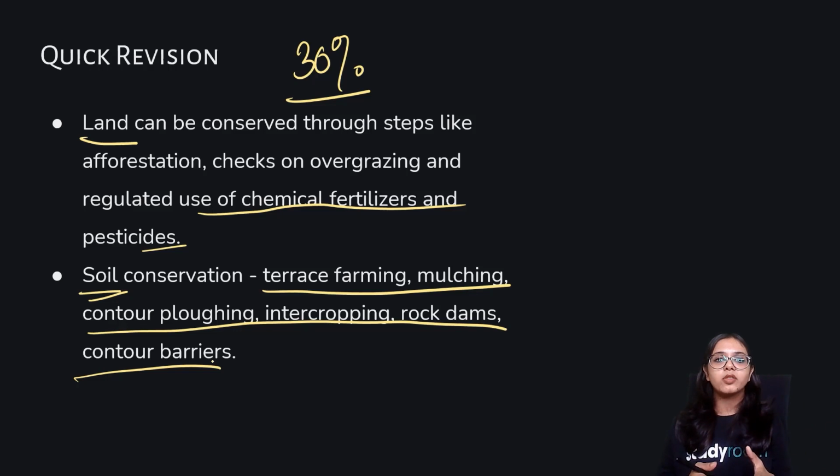Intercropping, so that the nutrient capacity of that soil is maintained. By building rock dams again, so that the flow of water could be checked, and by mulching, so that the excessive moisture that the soil has is not being evaporated, but rather it is being preserved by pouring a layer of straw or hay.